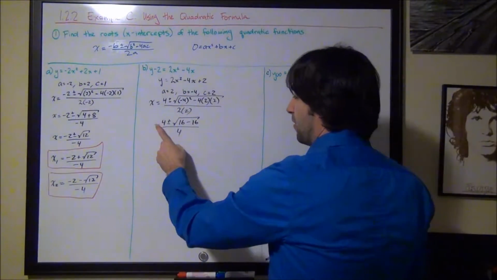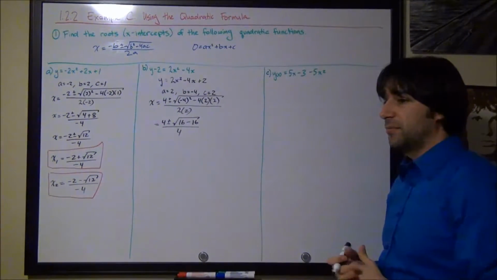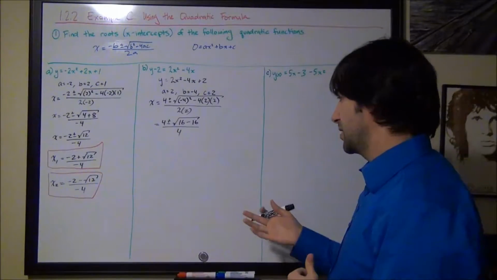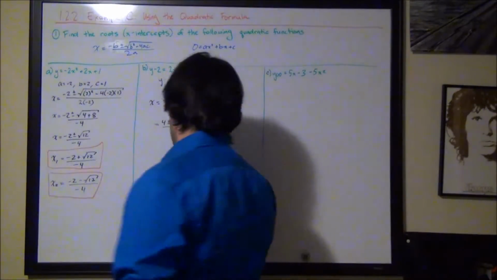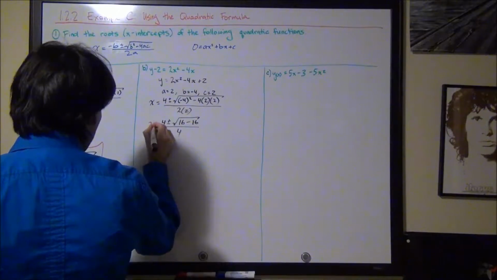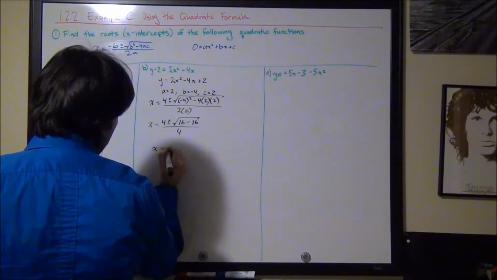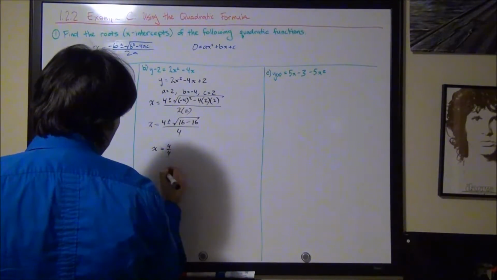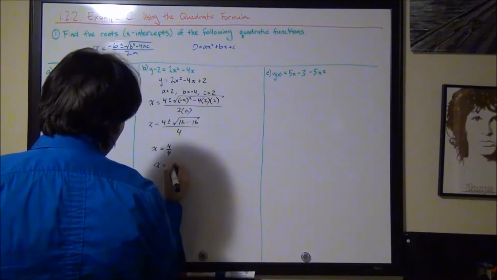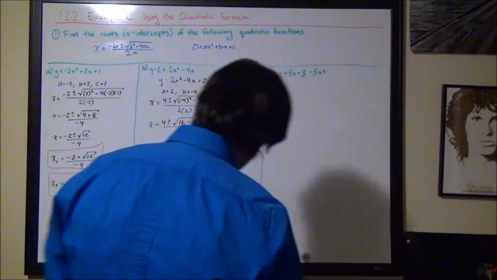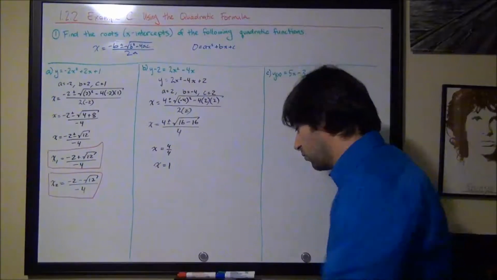The square root of 0 is 0. So you're going to have 4 plus or minus 0, but both solutions are the same because plus 0 is the same as minus 0. They'll both give you 4. So we can write x is equal to 4 over 4, or we realize that we have a single root. x is equal to 1.